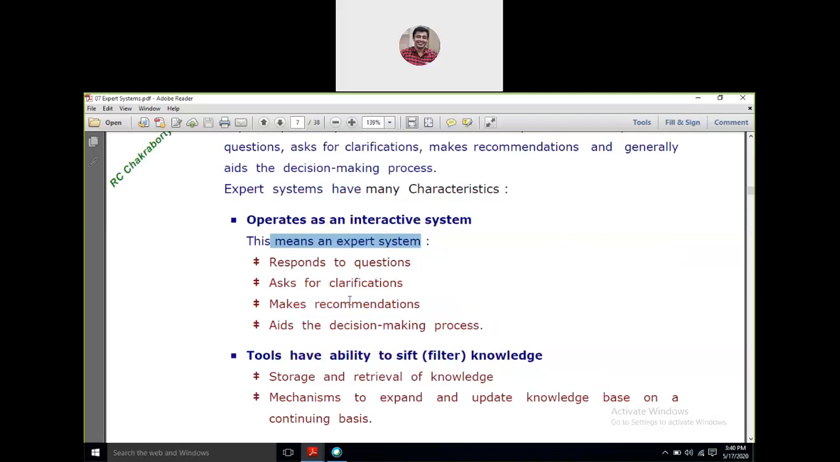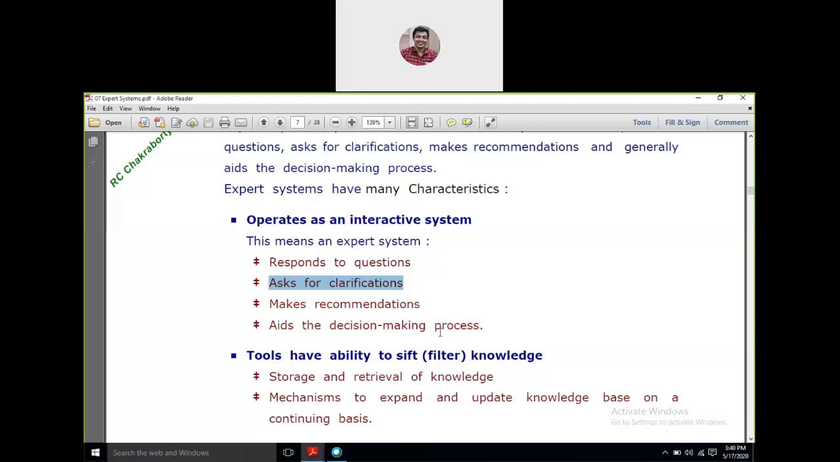Now, if we are talking about how interactive the system is, this means an expert system must respond to the questions. Obviously, this is what they are meant for, right? So they must respond to the questions. They can ask for further clarifications from that particular user who is using the expert system. They can even make recommendations, or aid in the decision making process or steps. Here, I'll again stop for a few minutes and I'll tell you how it basically looks.